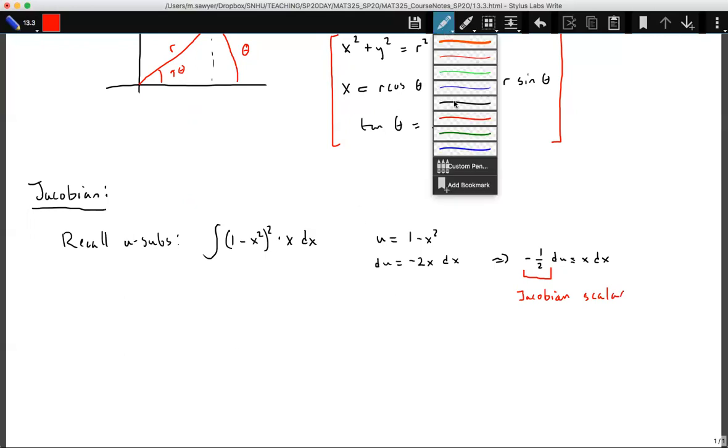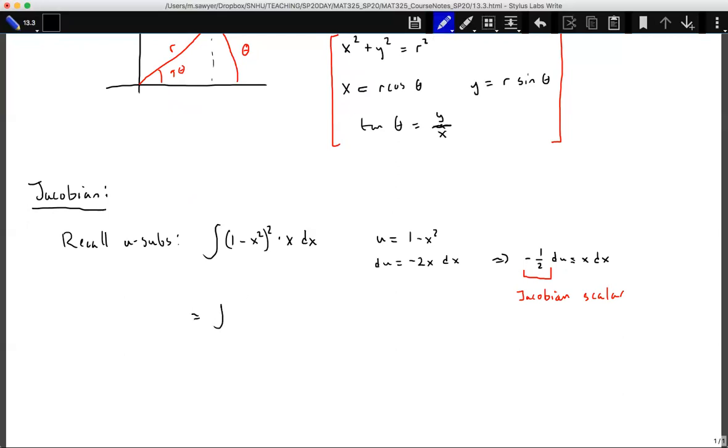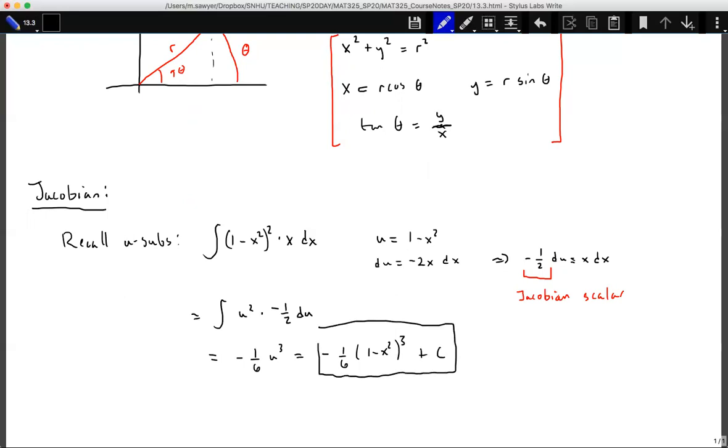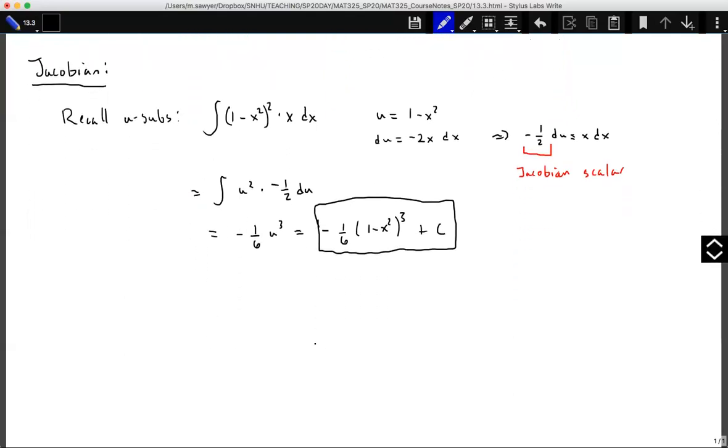And so if we were to continue this problem, we would have the integral of u squared times negative 1/2 du, which is easily solved as negative 1/6 u cubed, which is equal to negative 1/6 quantity 1 minus x squared cubed plus c. And that would be our answer for this problem. So we've seen Jacobians before, we just never called them that when we did U substitution.